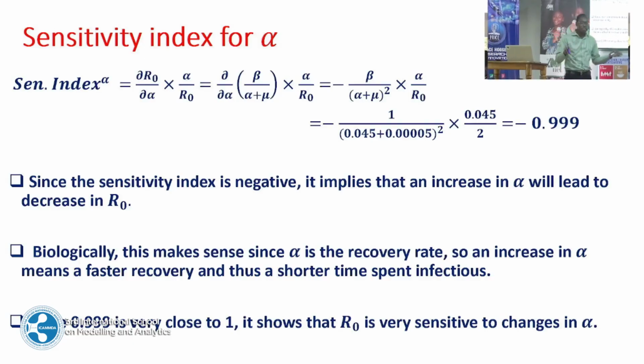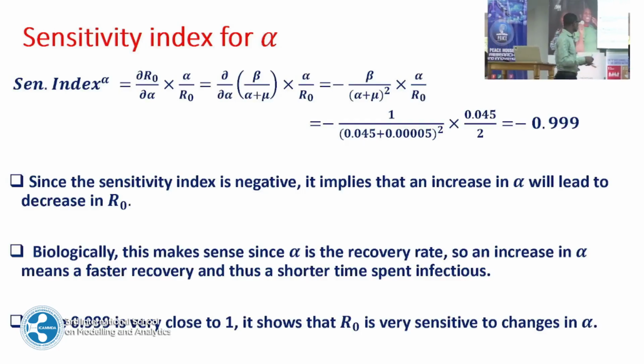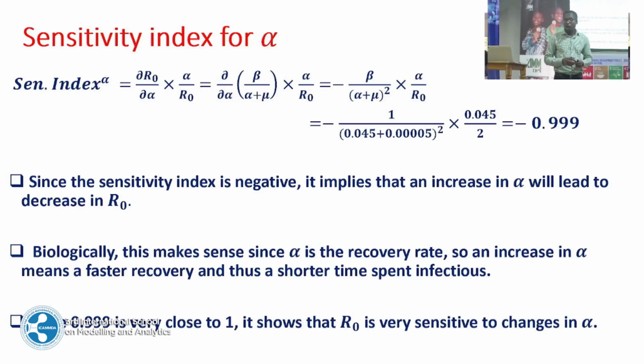And then it also makes sense biologically. Think of it and see that it makes sense biologically. Alpha is the recovery rate. So if there's an increase in alpha, an increase in the recovery rate, it means that people are recovering faster, and so they have a shorter time being infectious. So what happens to our R naught? Our R naught will reduce because remember that R naught is also a function of infectious period.